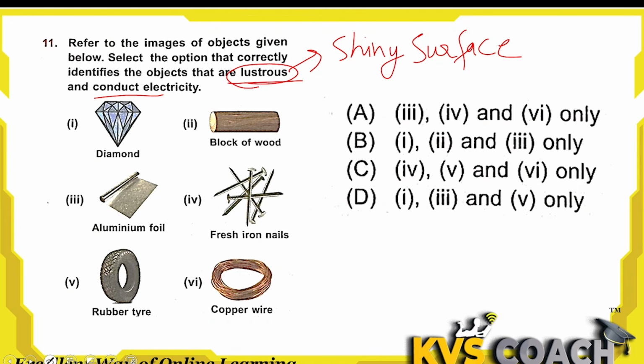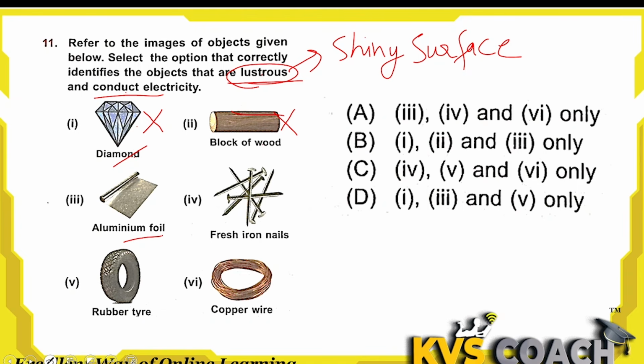Let's check. Diamond is a form of carbon. It can be lustrous, but it is a poor conductor of electricity. Actually, except graphite, all carbon forms are lustrous, but they cannot conduct electricity. Okay, so lustrous and conducts electricity, that doesn't fit here. Okay, block of wood is an insulator. It doesn't have any shiny surface, and it does not conduct electricity. So this is also wrong here.